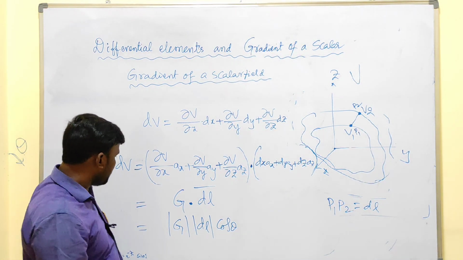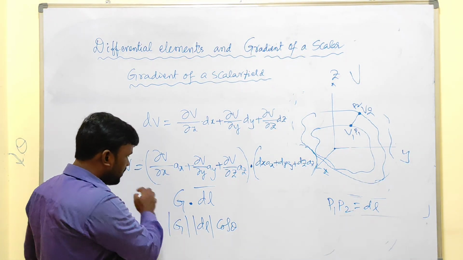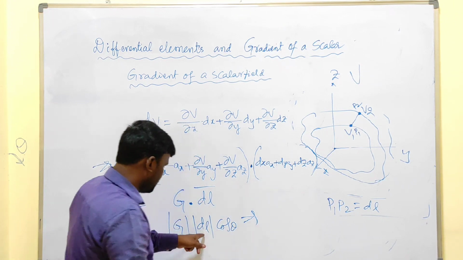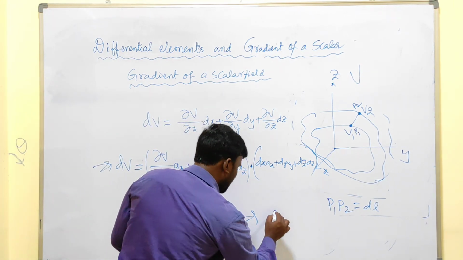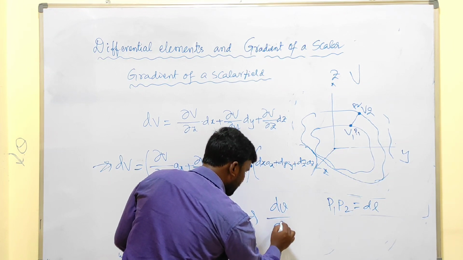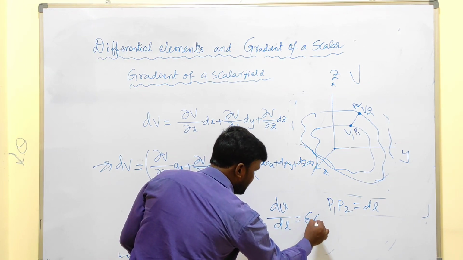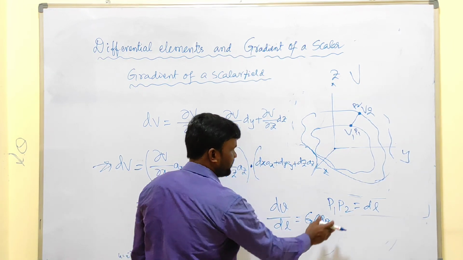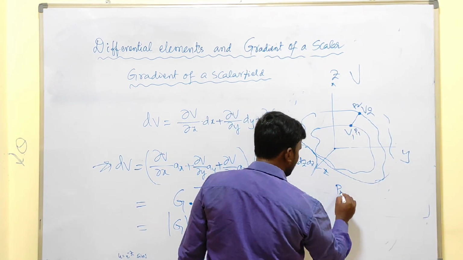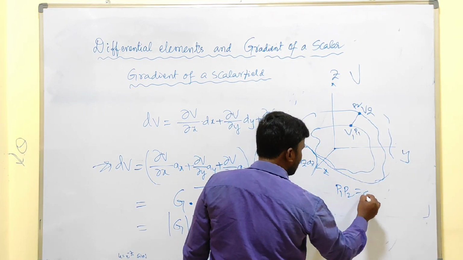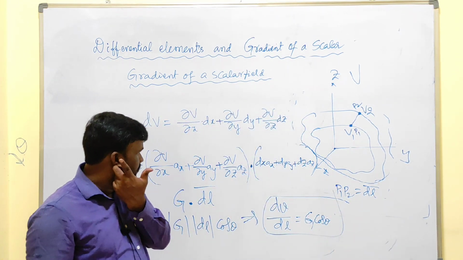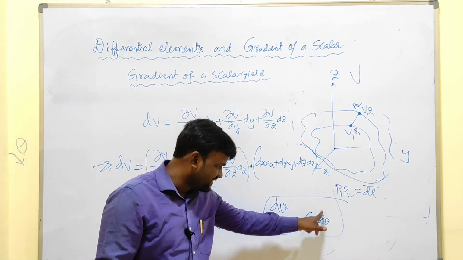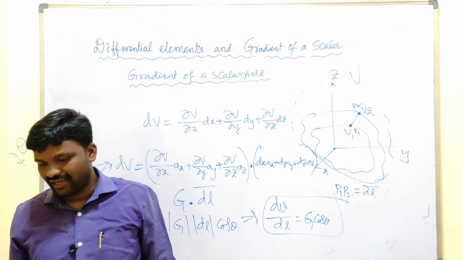Then I am sending this mod dl to this side. I am writing it like this: dv by dl is equal to G cos theta. What is this G cos theta? We need to see the G cos theta on this diagram.